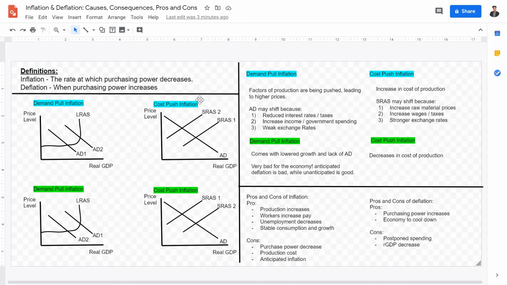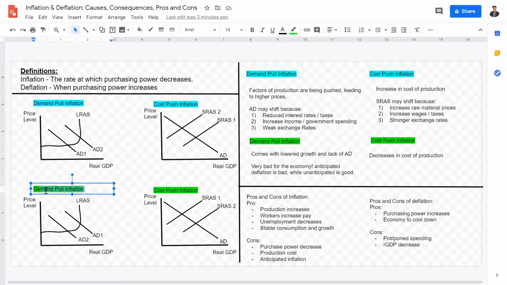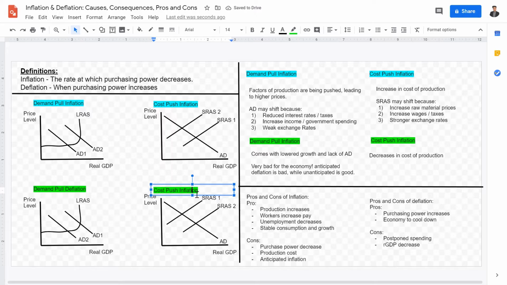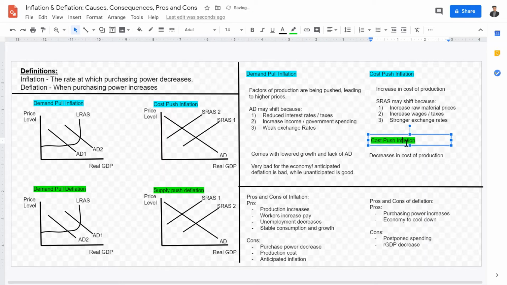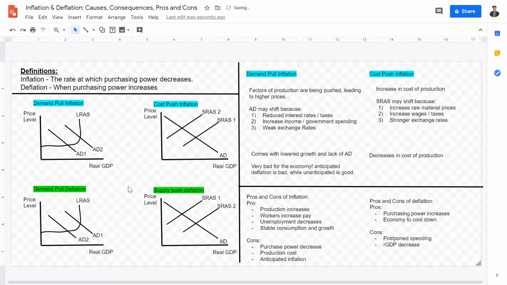Deflation is the exact opposite. It could also be seen as negative inflation. Deflation is when purchasing power increases. Okay, so there are basically two types of inflation and two types of deflation. There's going to be demand pull inflation and cost push inflation. There's going to be demand pull deflation and, here's a typo, actually what we call supply push deflation.